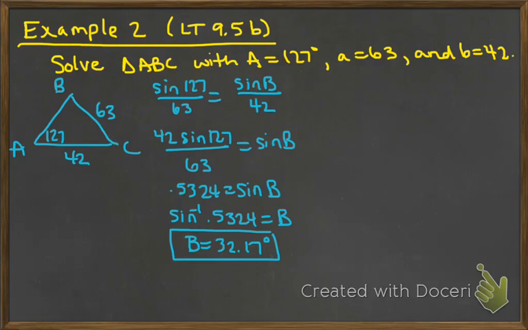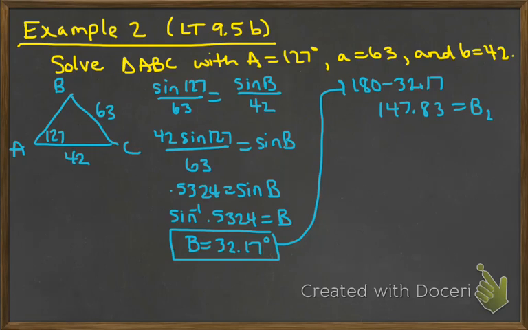Now that might possibly end up being a B1 value if I find that my second triangle does exist. So let's go ahead and figure that out now. What I do is take that angle that I just found and subtract it from 180 degrees. So 180 minus 32.17. And when I subtract those two, I get 147.83. Now that would be my possible second B value.